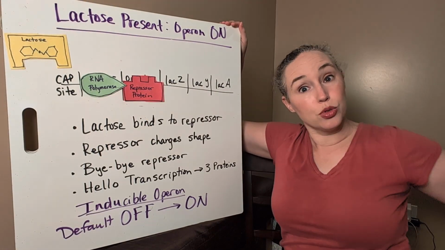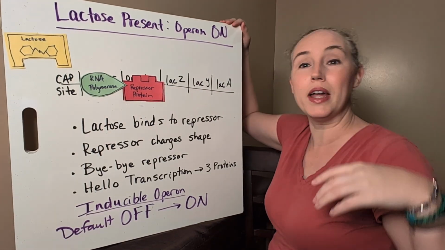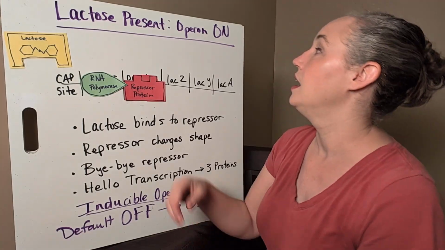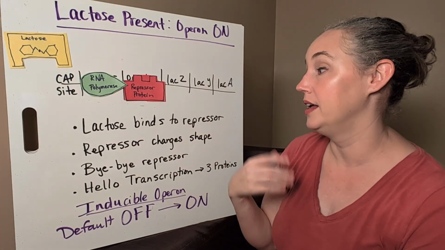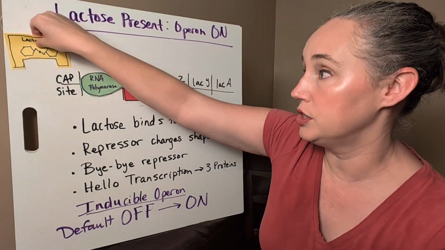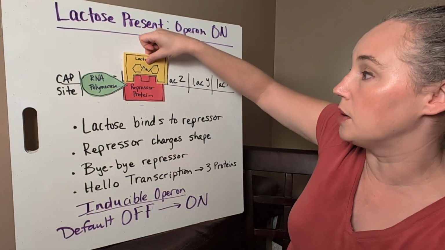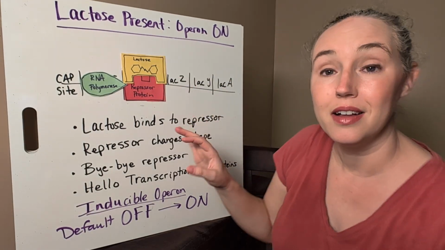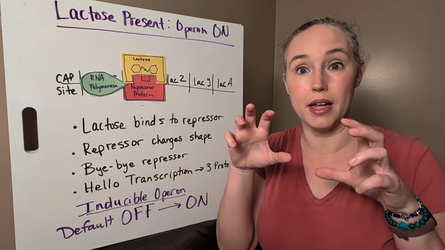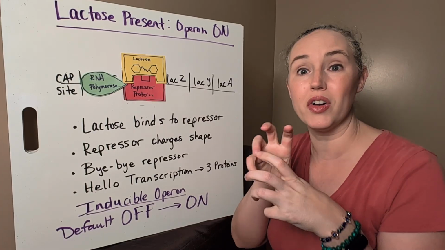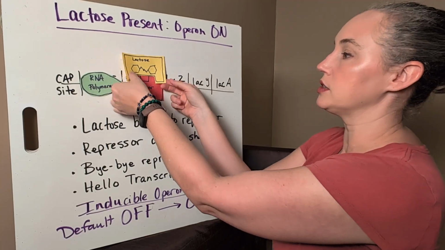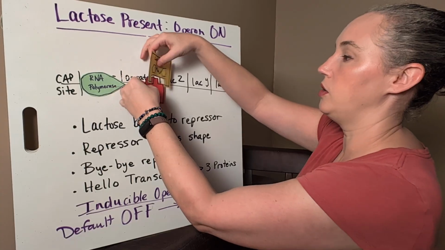But when I drink some milk, or eat a grilled cheese sandwich, or have some ice cream, and now lactose is present, this can turn the operon on. Now, how does that happen? Lactose will bind to the repressor protein that's on the operator and change the repressor protein's shape. If the repressor protein isn't shaped to where it can bind the operator, it has to come off. So when lactose is present, it changes the shape of the repressor and it comes away.